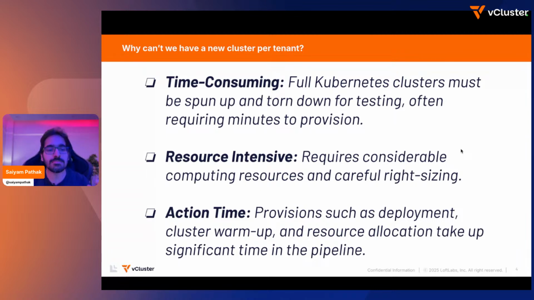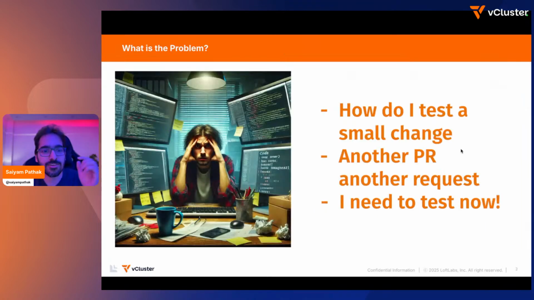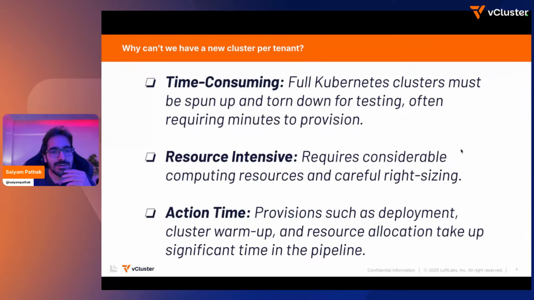So the overall time adds up, and it's a small change. Remember, it's a small change. That's the level of frustration that we are seeing right now. So we need to solve this. Resource intensive, obviously: you are unnecessarily pulling up resources, a big Kubernetes cluster that you don't actually need to test a small change. Action time: provisioning such as deployment, cluster warm-up, and resource allocation takes up significant time in the whole pipeline. So your CI pipeline keeps on running forever.